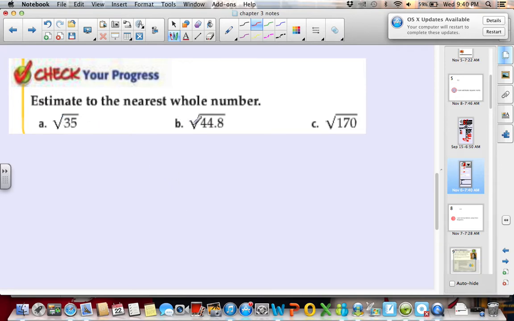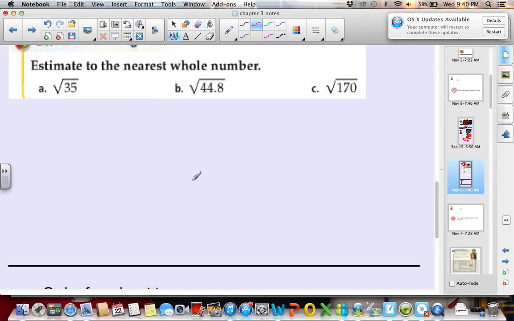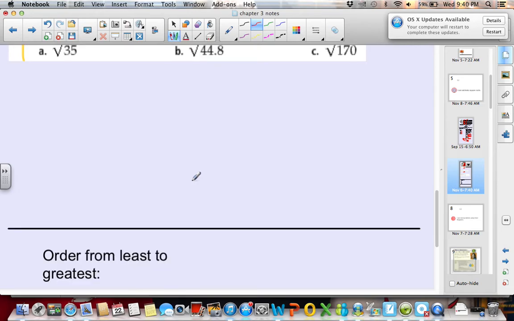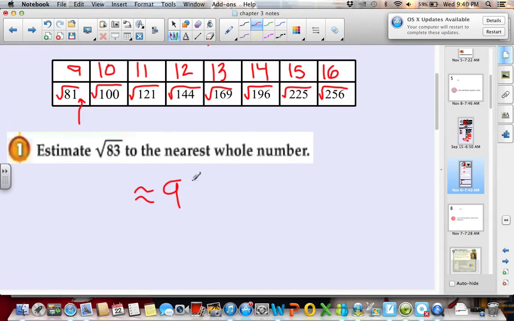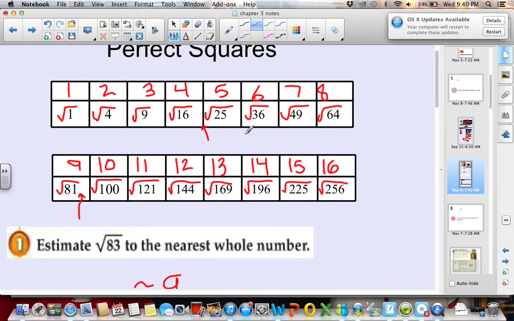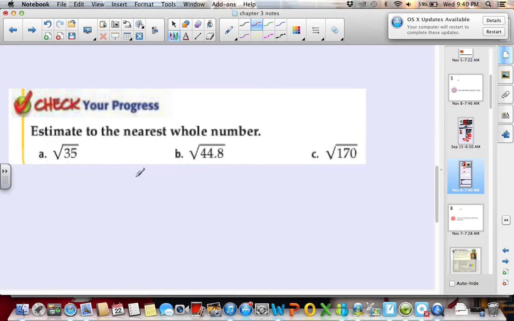Square root of 35, square root of 44.8, square root of 170. Do this really quick in your notebook. Please write the question or the problem down as well as the answer. So the square root of 35 is super close to the square root of 36. So I would round up, and the square root of 35 is approximately 6, because it's very close to 36. 6 squared equals 36.